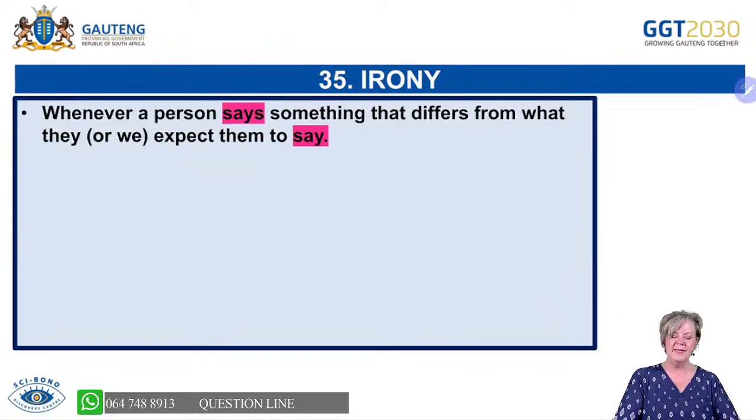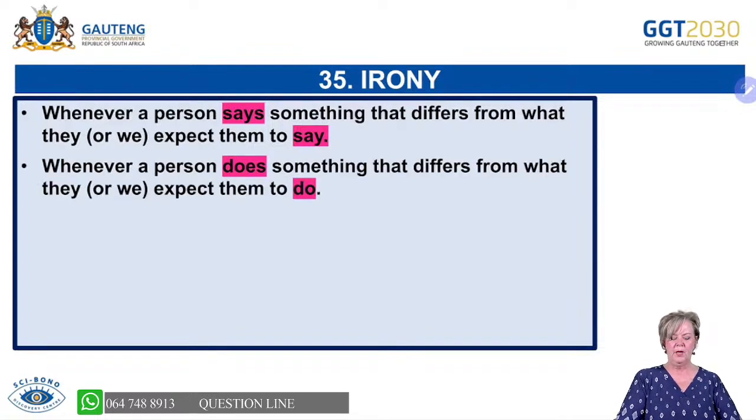Whenever a person says something that differs from what they or we expect them to say, that is actually the formula for irony, or a definition. Whenever a person does something that differs from what they or we expect them to do. So it not only refers to what they say, it would also refer to what they do. You sometimes say something and then you do the opposite.